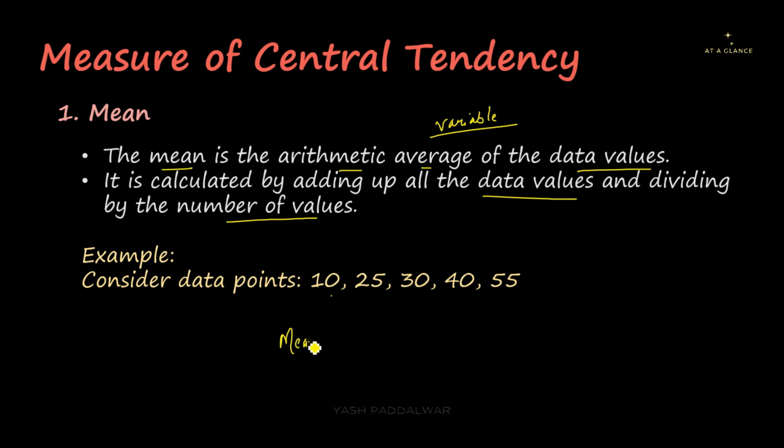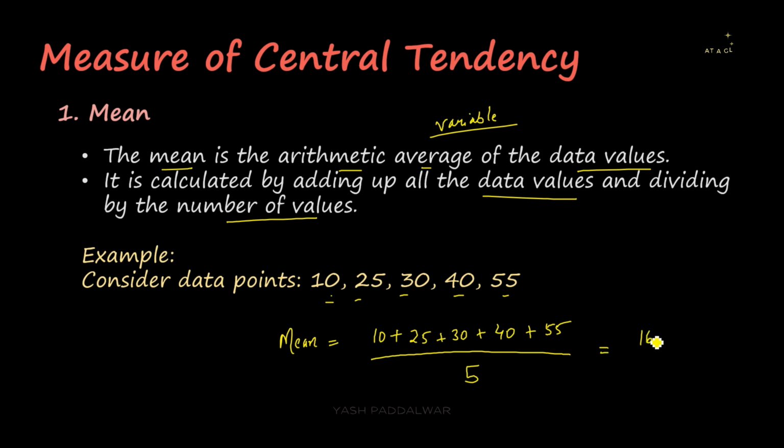So a simple formula for mean can be adding all the values, that is 10 plus 25 plus 30 plus 40 and the last value is 55, and then we will have to divide it by the total number of values. So here you can see there are 5 values, 1, 2, 3, 4, 5. So 5 will come in the denominator. So we have to add the numerator. It comes out to be 160, and in the denominator we already have 5. Now 160 divided by 5 comes out to be 32, and that is the mean of all these values.